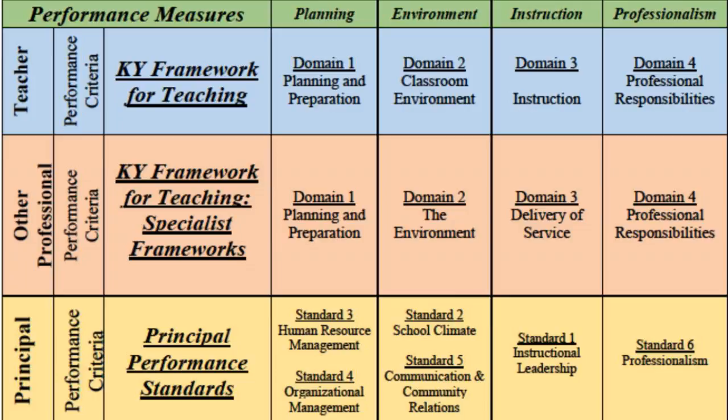If you look at this screen, the Kentucky Framework for Teaching has under planning Domain 1, planning and preparation. Under other professionals, again, Domain 1, planning and preparation. And for principal performance standards, it would be human resource management and organizational management. It all fits under that measure of planning. The thing we really push you to think about is what type of evidence you could collect or observe to make a sound, defensible rating that is evidence-based. And that goes all the way through environment, instruction, and professionalism. You can see what goes under each one.